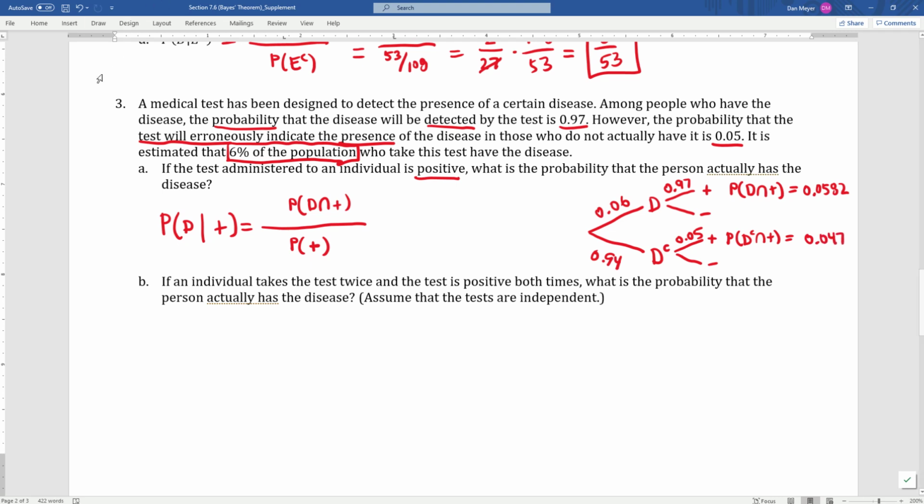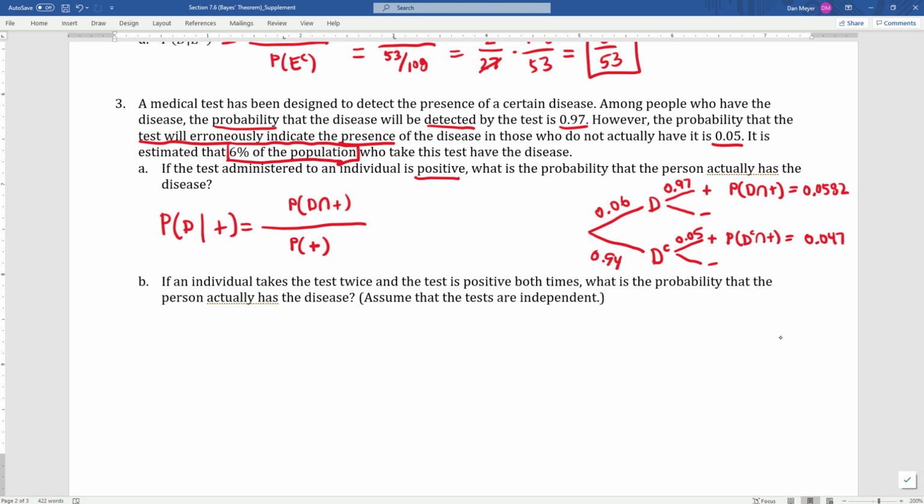So if I just pick a random person taking this test, the probability that that person has a disease and gets a positive test is only slightly larger than the probability that the person doesn't have the disease and still gets a positive test. Well, that's just because there's so many more people who don't have the disease here. Kind of makes this result a little bit unintuitive.